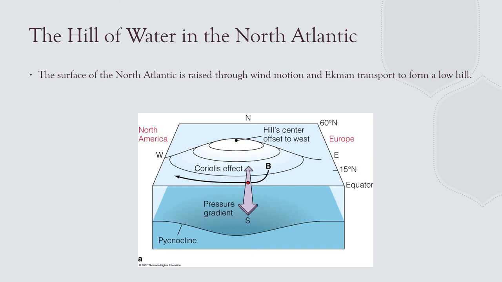In the North Atlantic, there's a little hill of water. It's offset to the west, and that's because of Coriolis effect and global winds. And so sea level's not level. Sea level's not level. It follows air pressure as well.